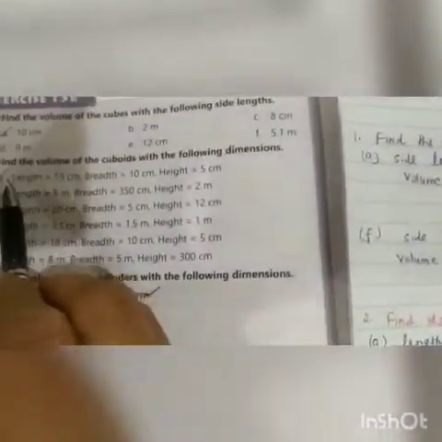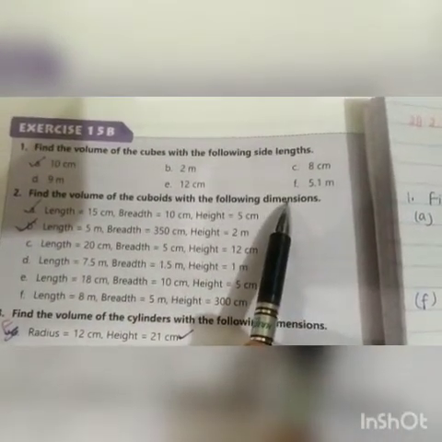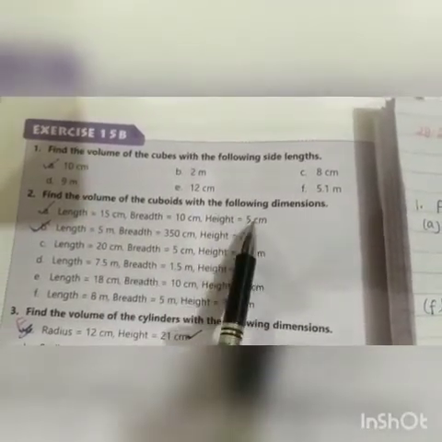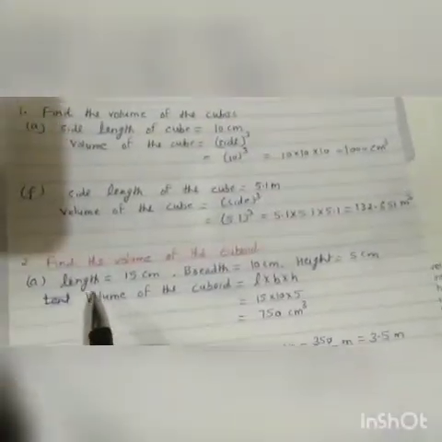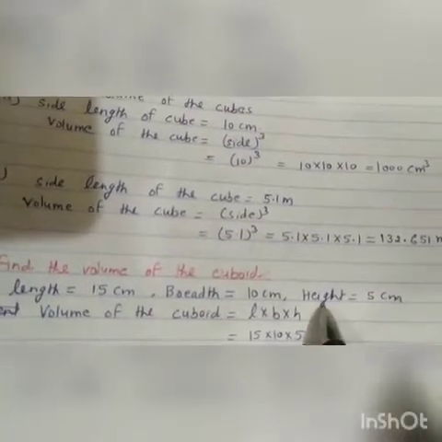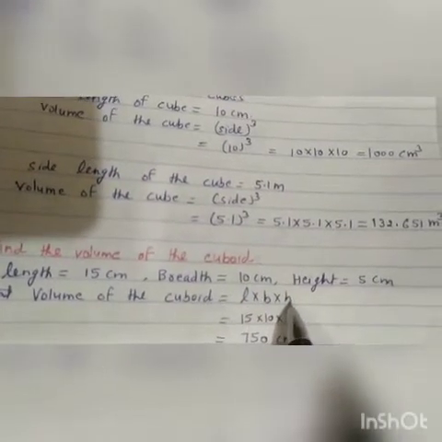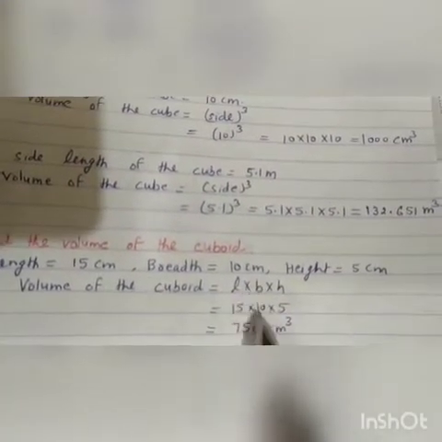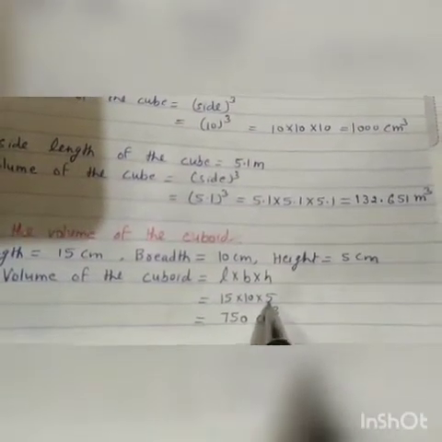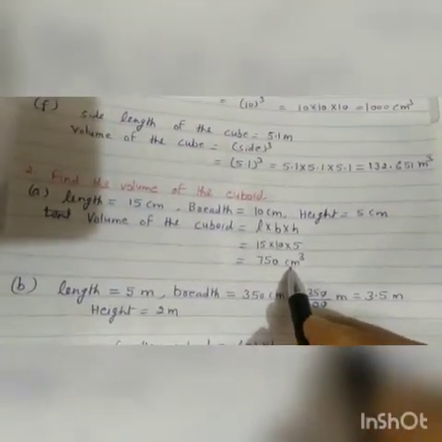Now come to question number 2. Find the volume of the cuboids with the following dimensions. Here I have done two parts, A and B. A is simple. In A part, length is given 15 centimeter, breadth is given 10 centimeter, height is given 5 centimeter. So volume of the cuboid is equal to L into B into H. L is 15 centimeter, B is 10 centimeter, and H is 5 centimeter. 15 times 5 is 75. 75 into 10 is equal to 750 cubic centimeter.